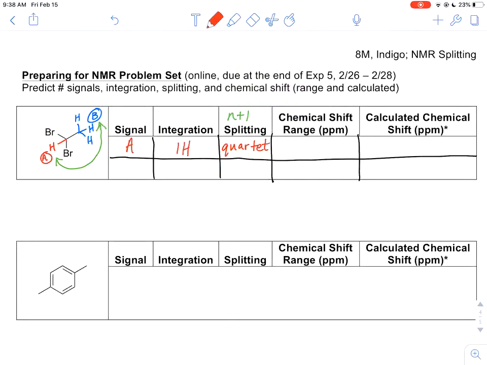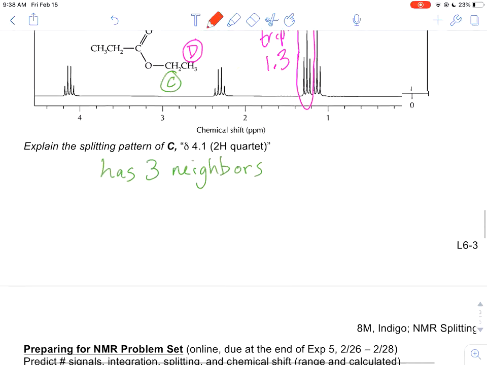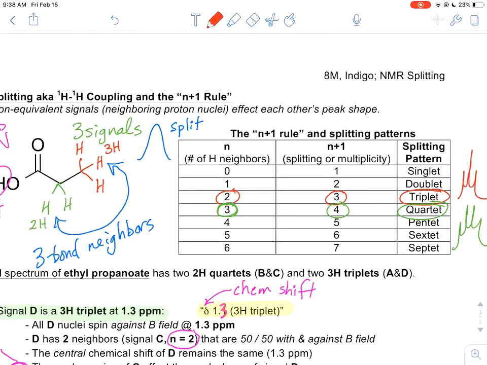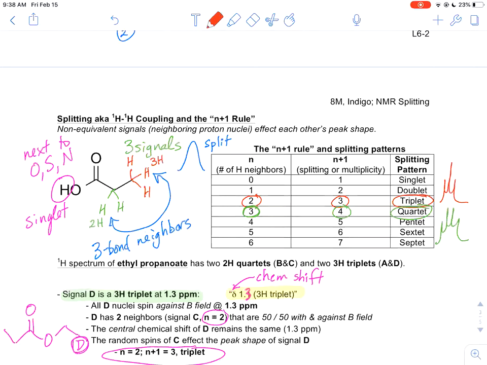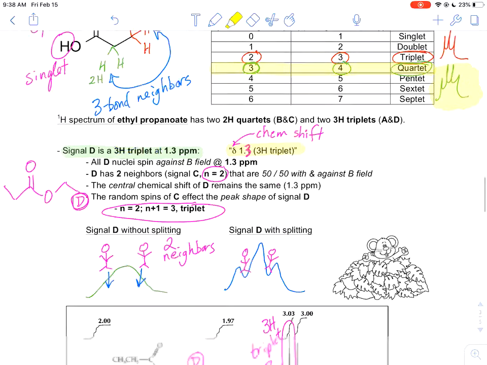Now, if you're curious as to how I got that, I'll just scroll back up and remind you that you have this table here that exemplifies the n+1 rule and all the different types of splitting patterns that we've seen, or some of the splitting patterns that we've seen. So here, just to highlight, this is where we said we have three neighbors, so it's splitting as 4, but we actually call that a quartet, and so we would expect it to look something like that. That's a little bit blobby, but 4 peaks, where the 2 center ones are a bit higher than the 2 outer ones. Okay, now we'll go back.